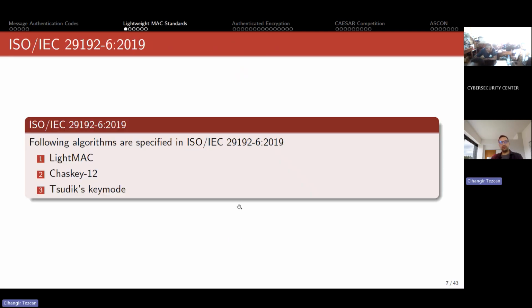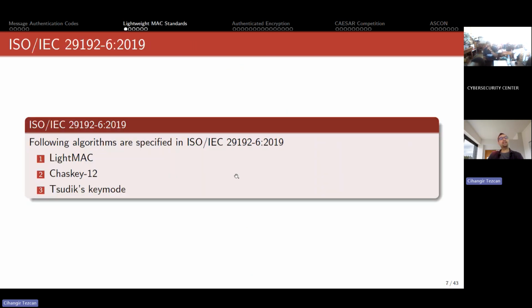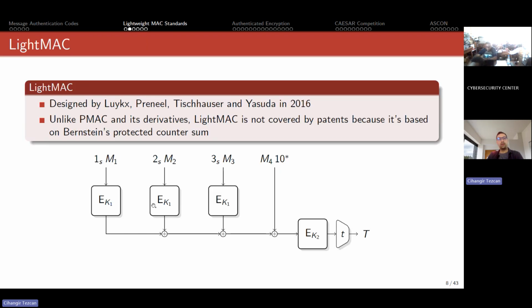So these are the main message authentication codes people use. On the lightweight side, ISO also has standards for message authentication codes. The following algorithms are specified in the ISO standard defined in 2019 for lightweight message authentication codes: LightMAC, Chaskey, and Tsudik's Keymode.